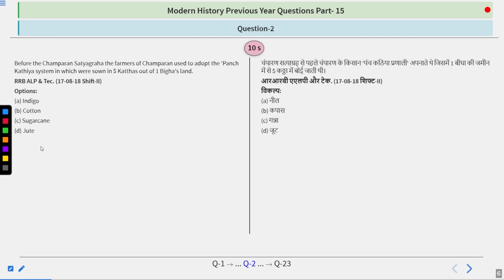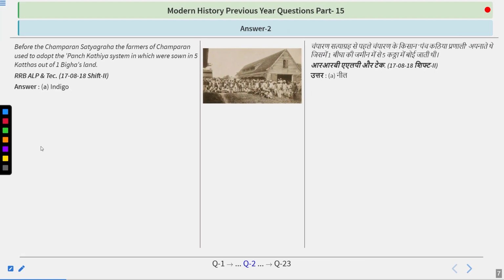Before the Champaran Satyagraha, the farmers of Champaran used to adopt the Panch Katya system, in which which crop was sown in 5 kathas out of 1 bigha land? Options are indigo, cotton, sugarcane, or jute. Take your time. And I guess the answer you are looking for is quite right, because the answer is indigo.